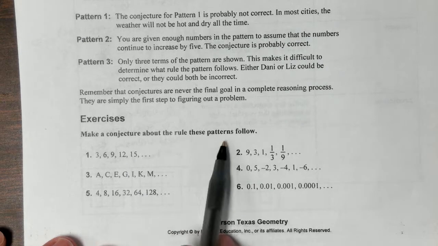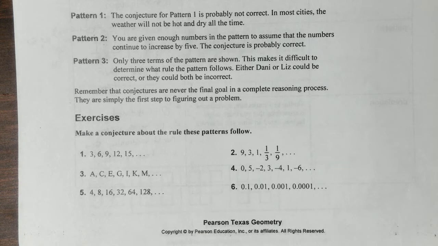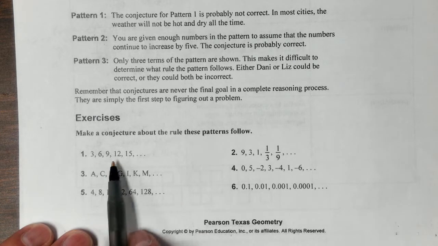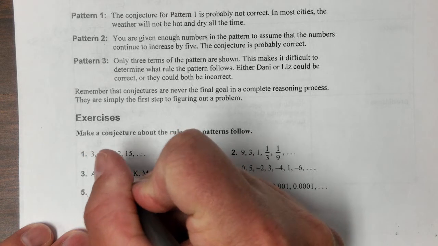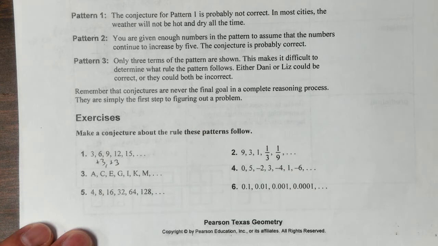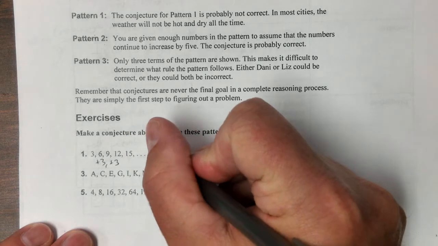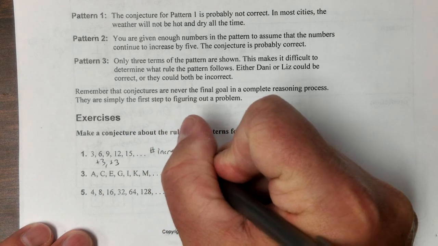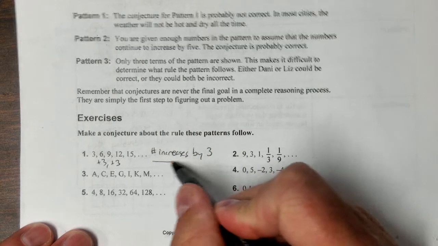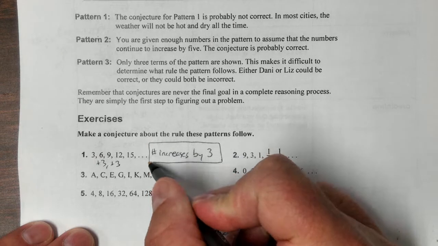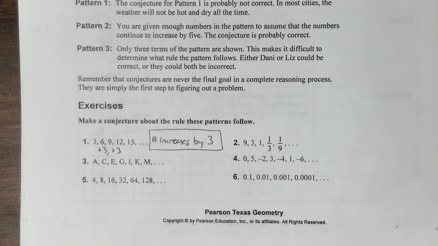So make a conjecture about the rule that these follow. So you've got 3, 6, 9, 15. That's a simple one. Basically, you're doing +3, etc. So you could say number increases by 3 each time.